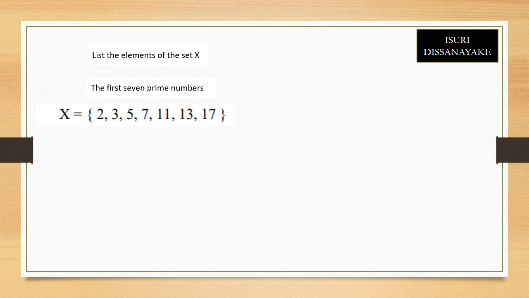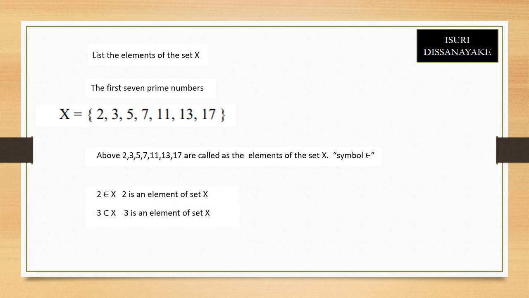So how could you list this? This is how you list it. You have to say X is equal to, you use curly brackets, and the elements are 2, 3, 5, 7, 11, 13 and 17. Each element is separated with a comma. So how could you say that 2 is an element of the set X? We can show it like this. 2 is an element of set X.